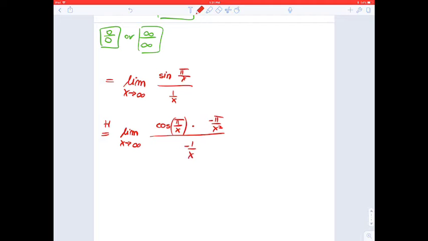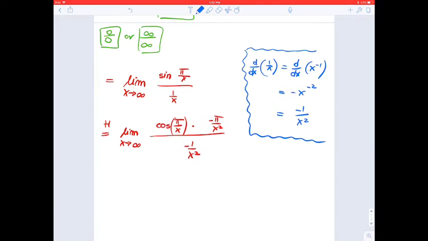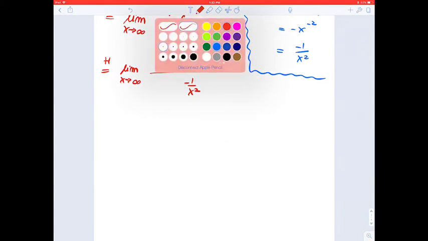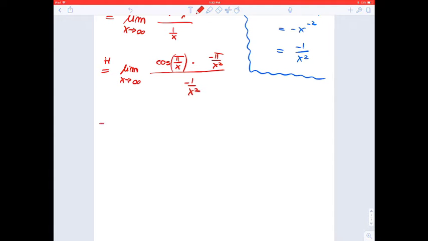Derivative of 1 over x is negative 1 over x squared. Yeah, I can work it out. 1 over x, for example, derivative with respect to x means x to the negative 1, negative 1, x to the negative 2, negative 1 over x squared. That means this is the derivative basically of the denominator and numerator. Numerator has additional constant pi. Okay. And I can see some simplification.